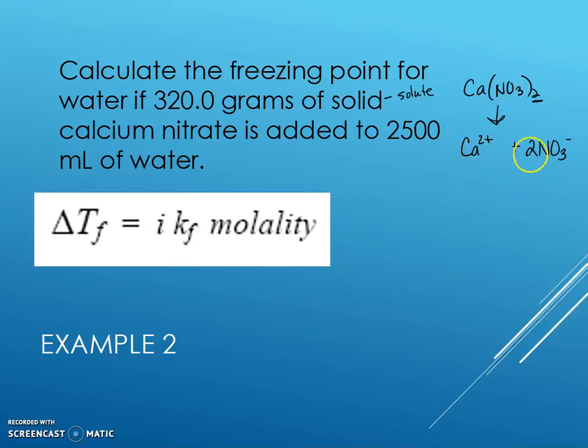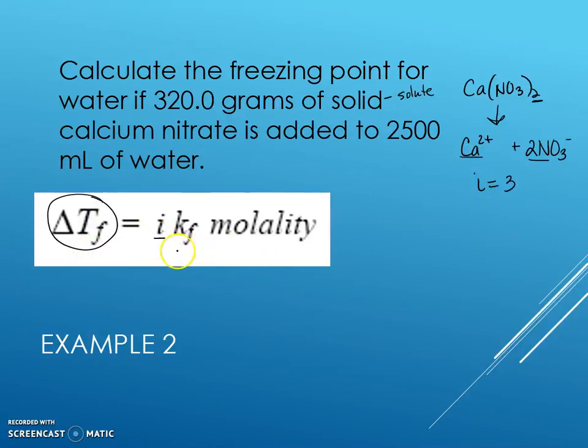So we can go ahead and figure out our i value. There's 1 calcium and 2 nitrates, so our i will be 3. Okay, so we're just solving as we go, right? We're filling out the little pieces. We want to know what is the freezing point. So what's the new freezing point of this substance? So we're going to have to look for what the change in the freezing point is. We need i. Guess what?